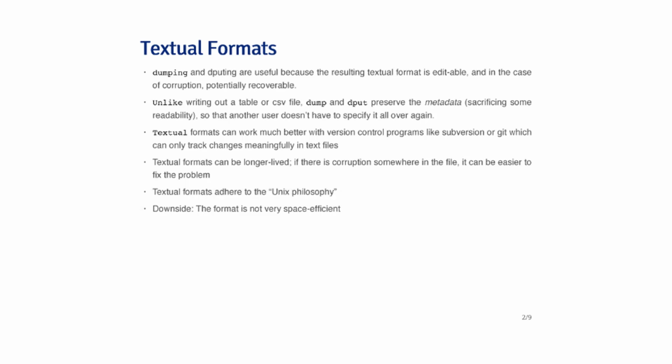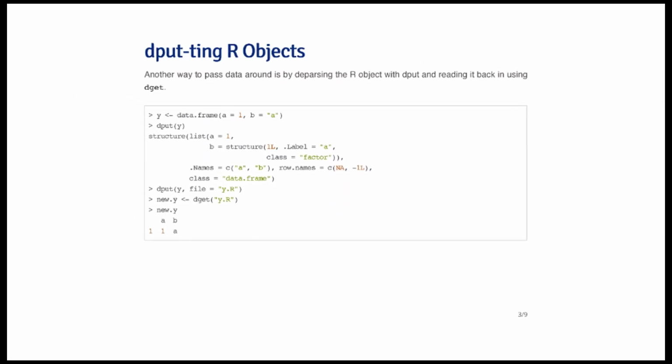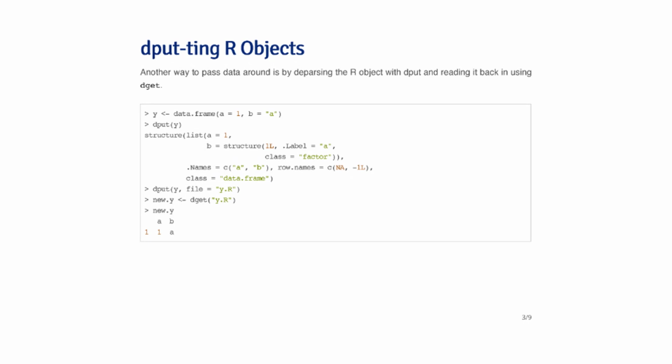The dput function takes an arbitrary R object, most types except for some more exotic ones, and creates some R code that will essentially reconstruct the R object. Here I am creating a small data frame. It has two columns, the first called A, the second called B, and then I'm going to dput this data frame. If you just call dput, it will output the results to the console, and you can see that it's constructed some R code.